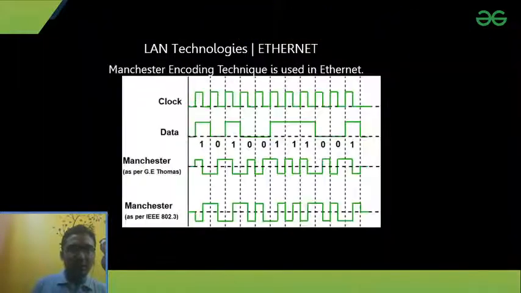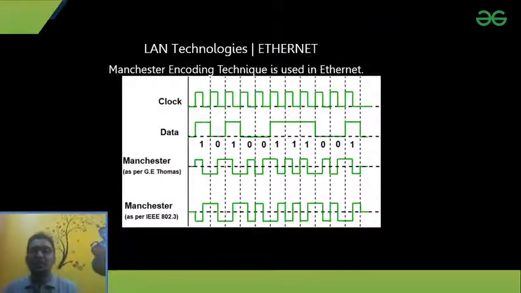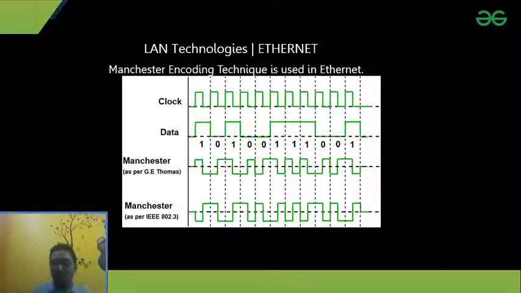Let's see what's next. Let us once again see the working of the Manchester encoding technique. As I already told you, in Manchester encoding, one can be represented by this, and if one is represented by this, then zero will be represented by this, or vice versa. Any of the two can be used.